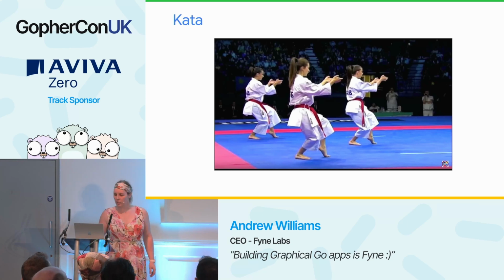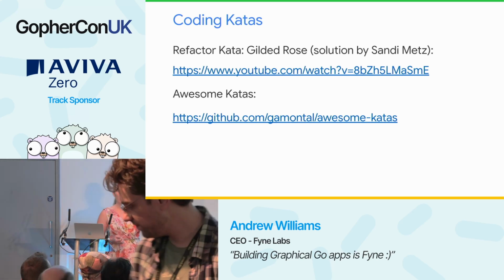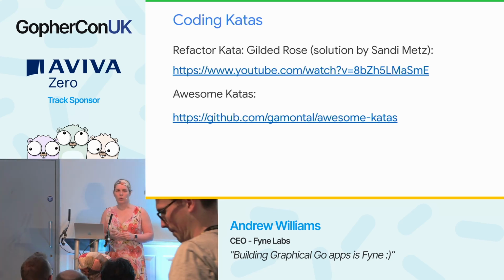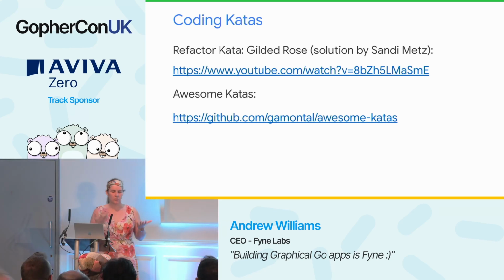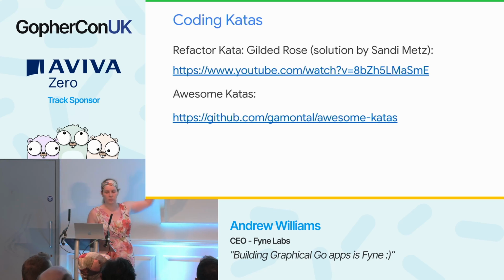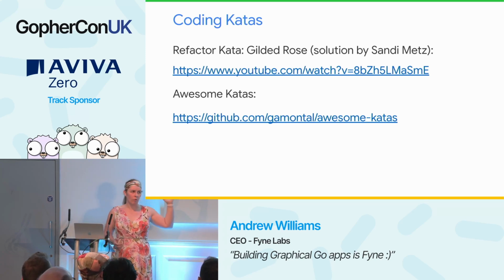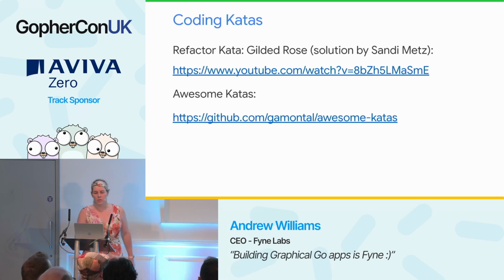Why is this important? Because there's also something called coding katas, which are inspired by this. I think the most famous coding kata, as far as I know, is called the Gilded Rose kata. Here I'm linking, and I'm going to share the slides later so you don't need to be too attached to that link, the solution by Sandi Metz. She's very popular and famous in the Ruby world. It's a brilliant talk, and I highly encourage you to watch it later.